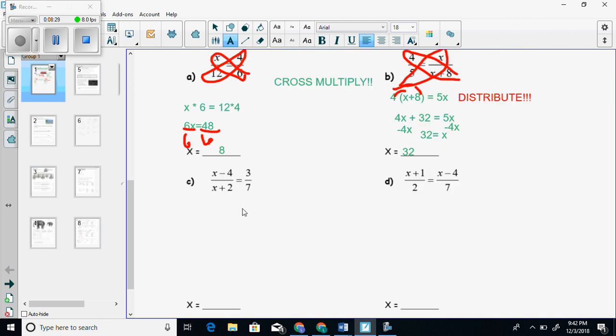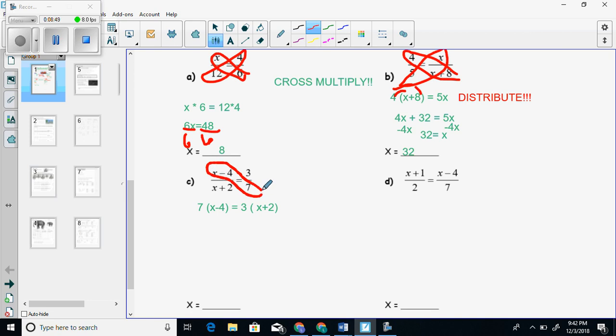Keep cruising through these. Here, on this side I have 7 times x minus 4, the whole quantity of x minus 4, equals 3 times x plus 2. So I want to see this whole thing written out, people. I need to see this first step. Write the full thing. You're taking this full thing, and you're taking this full thing, and you're writing it out so you don't forget any steps. Then you're distributing both terms in this one.